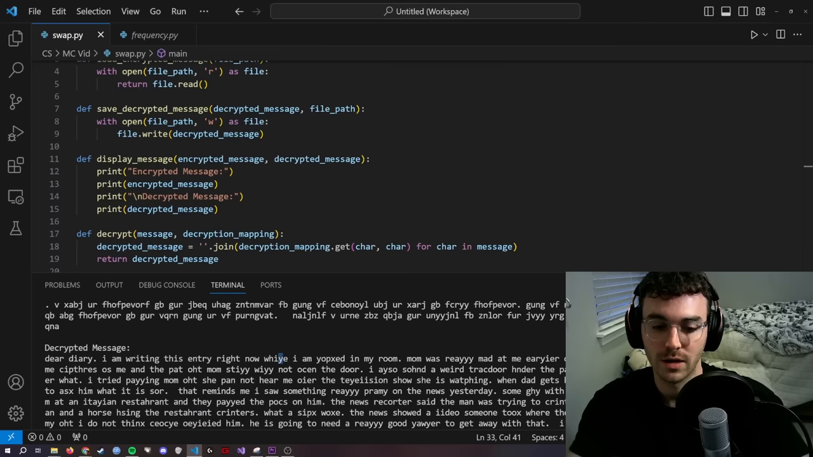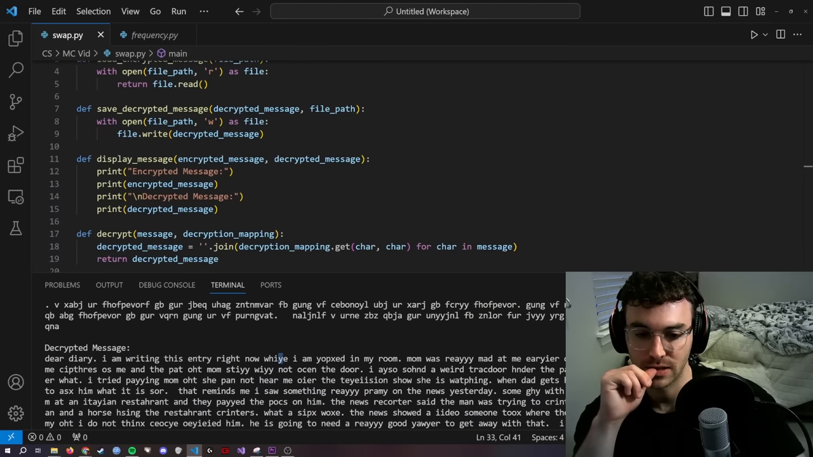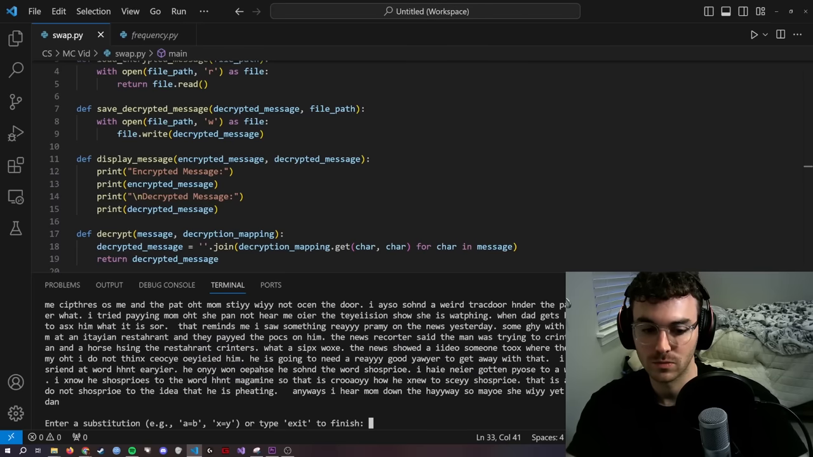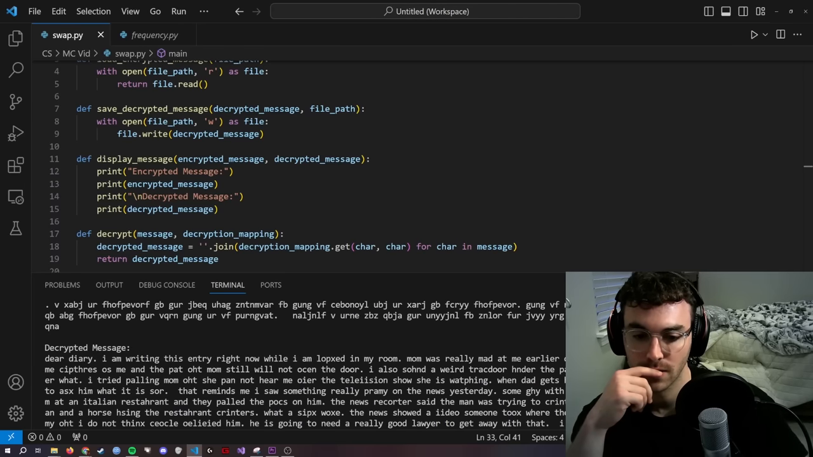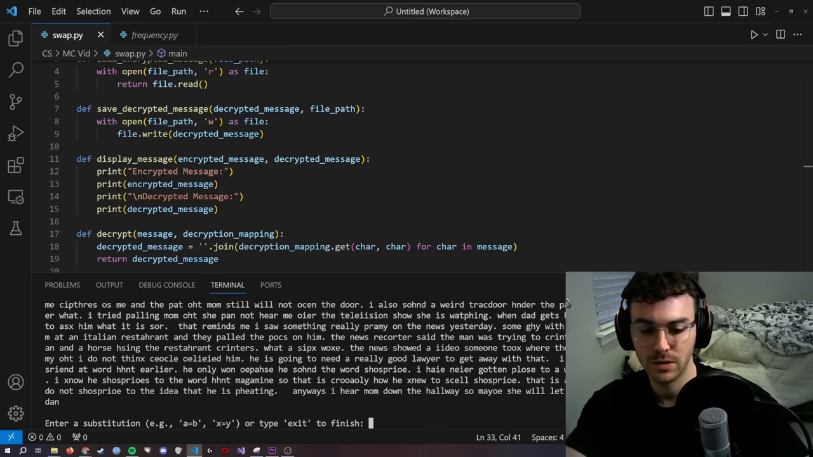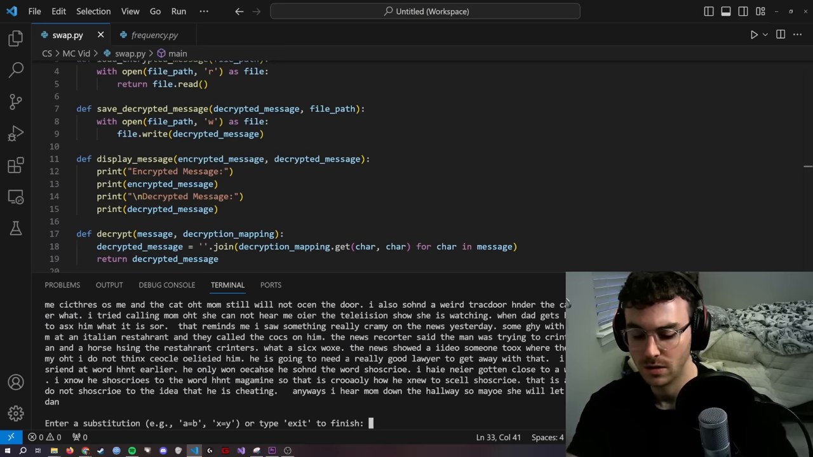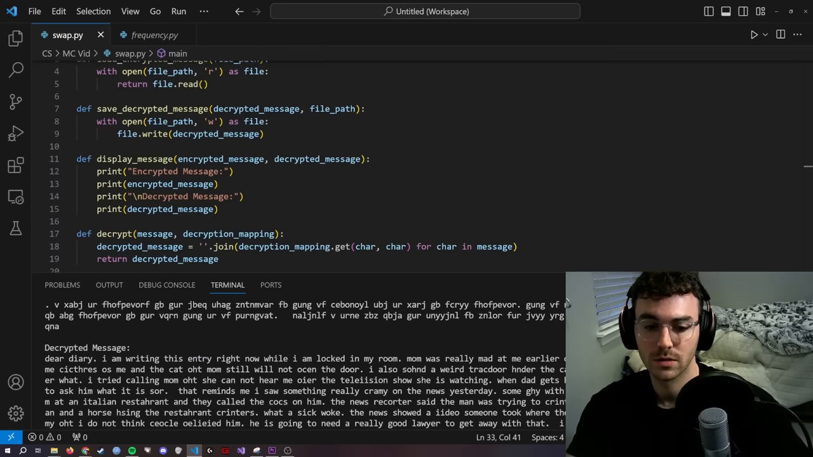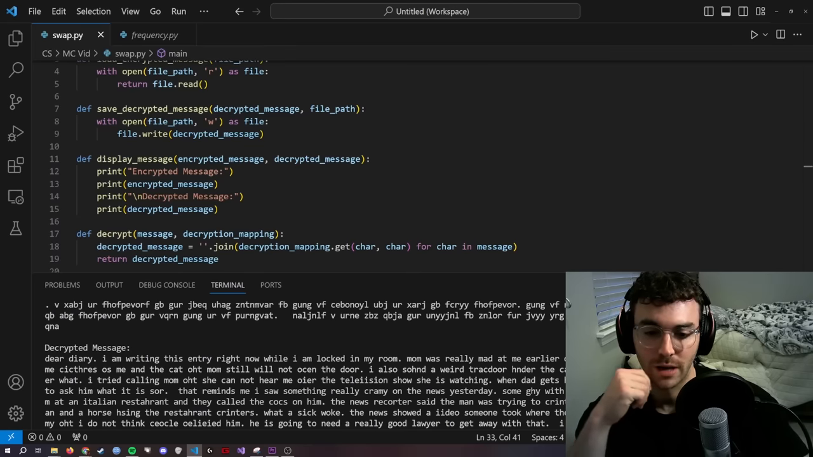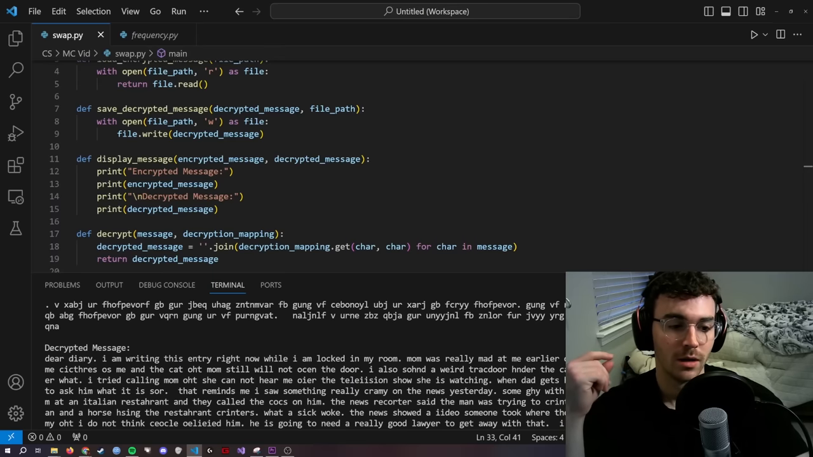While I am blank in my room. Maybe trapped. Stuck. So I guess Y equals L. Right now, while I am trapped. Oh no, that makes it L-O blank E-D. Maybe locked in my room? P equals C. X equals K. Okay, oh, we're cooking. I'm writing this entry right now while I'm locked in my room.